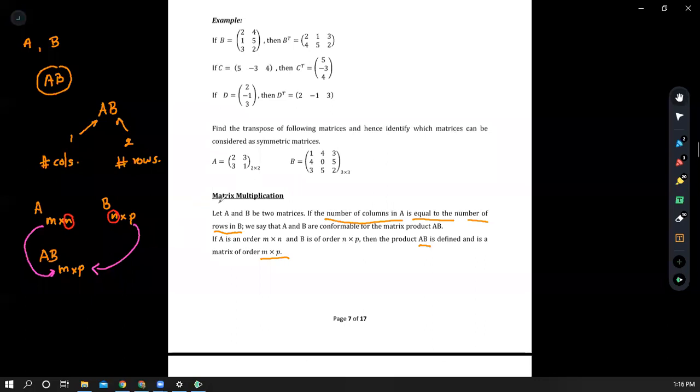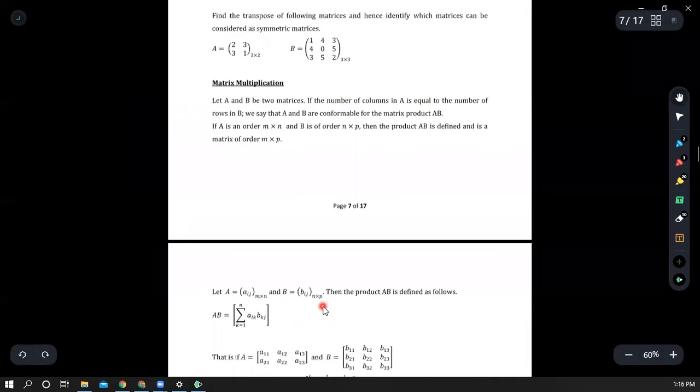But prior to matrix multiplication, what you need to check is whether the matrices are conformable for matrix multiplication or not. If the matrices are conformable for matrix multiplication, then we can go for the matrix multiplication of such matrices. Okay, now let us see how we can get the matrix multiplication.